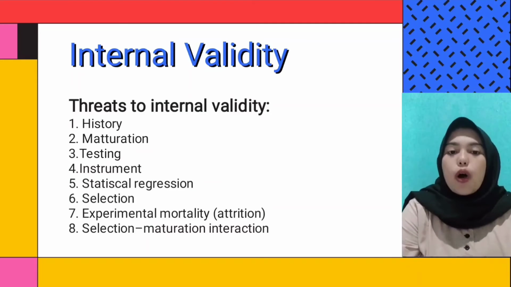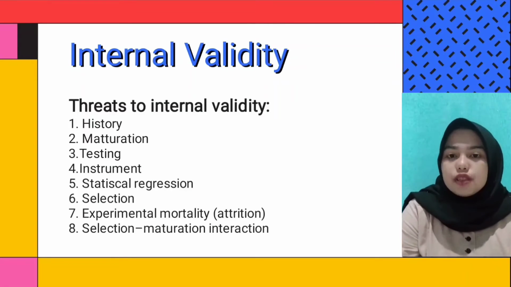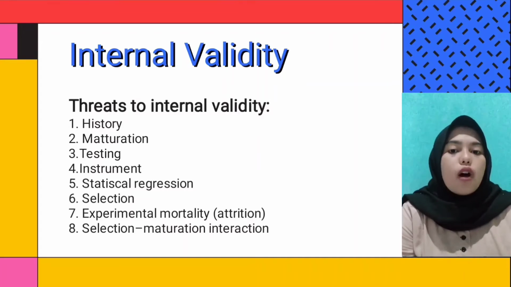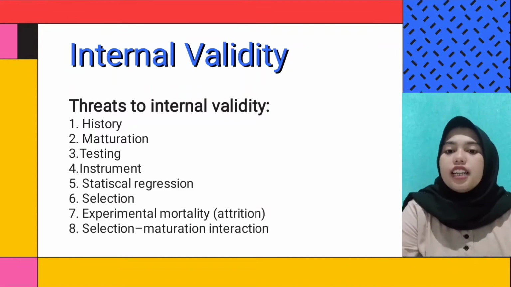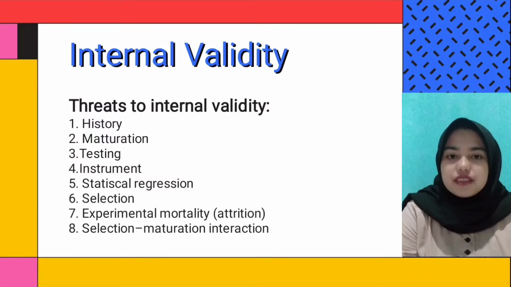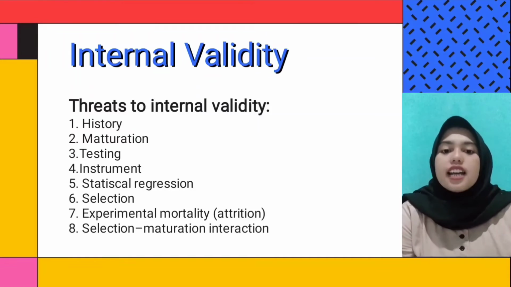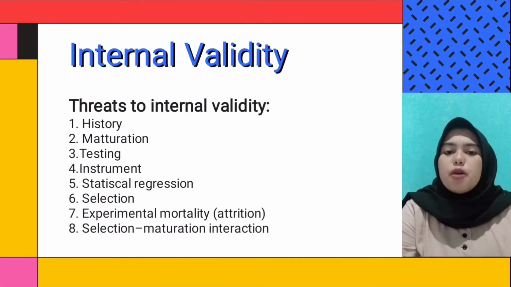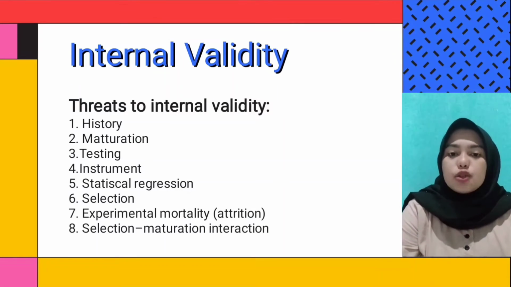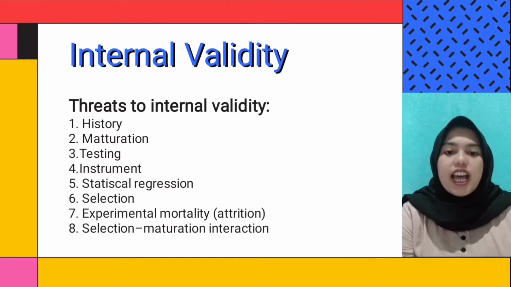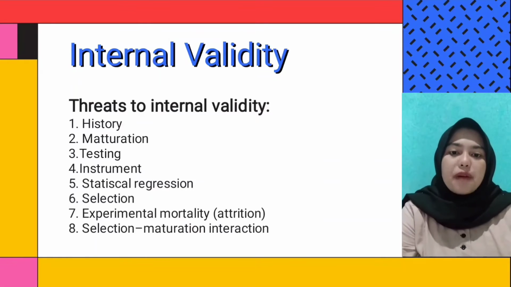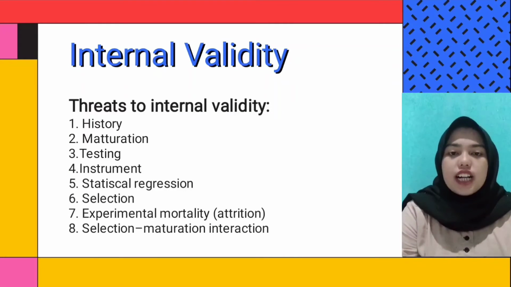The third is testing. The results of a post-test are influenced by the results of a pre-test or an intervening evaluation. The fourth is instrument. A modification in the instruments employed during the investigation has resulted in an instrumentation threat to internal validity.